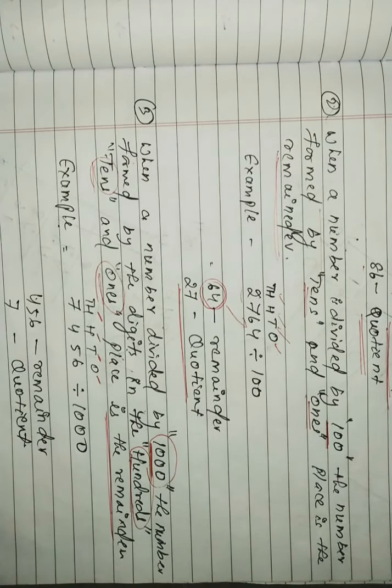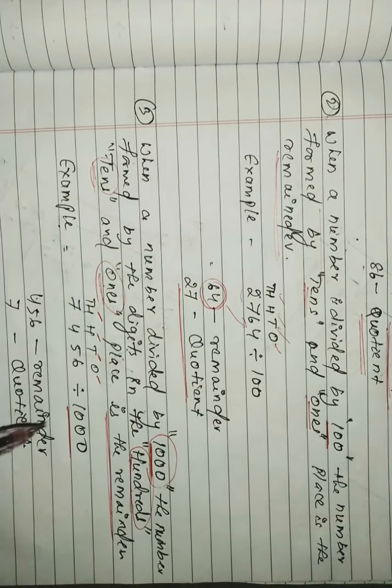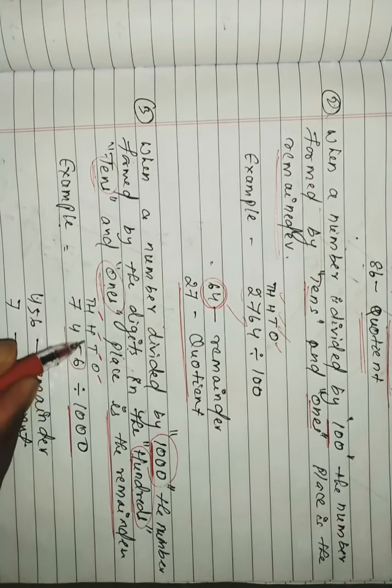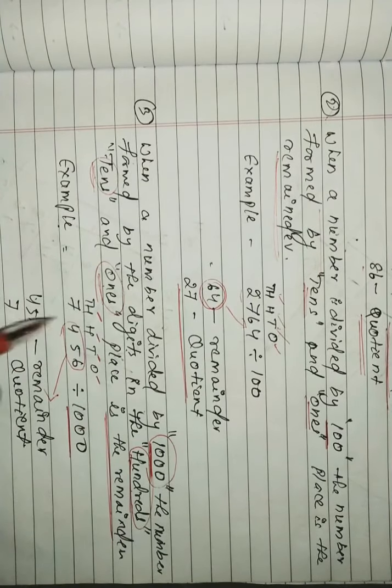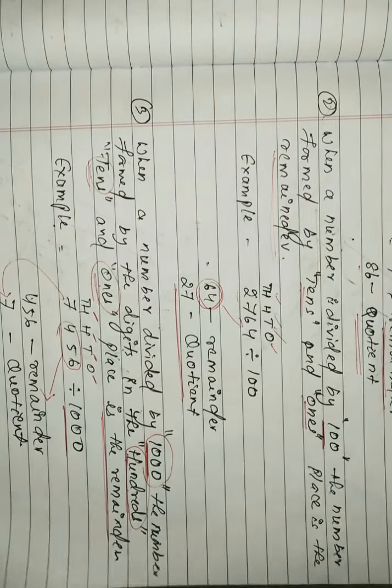So if you divide 7456 by 1000, the number formed by the hundreds place, tens place and ones place will be the remainder. So 456 will be the remainder and the remaining number will be the quotient. Okay, I hope you understand. Let's move to the division.